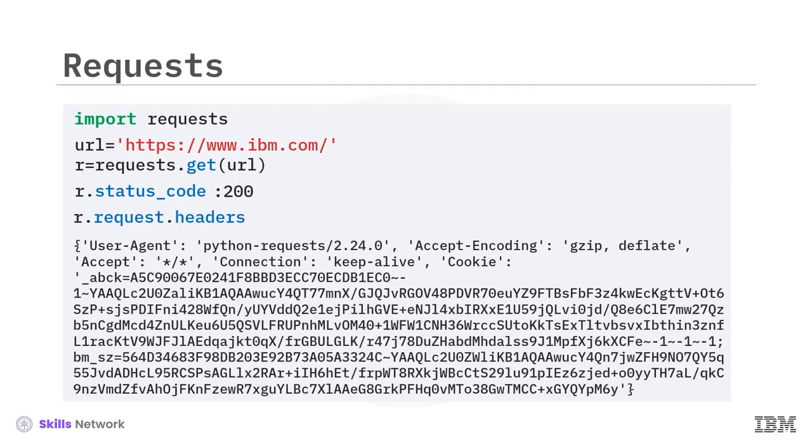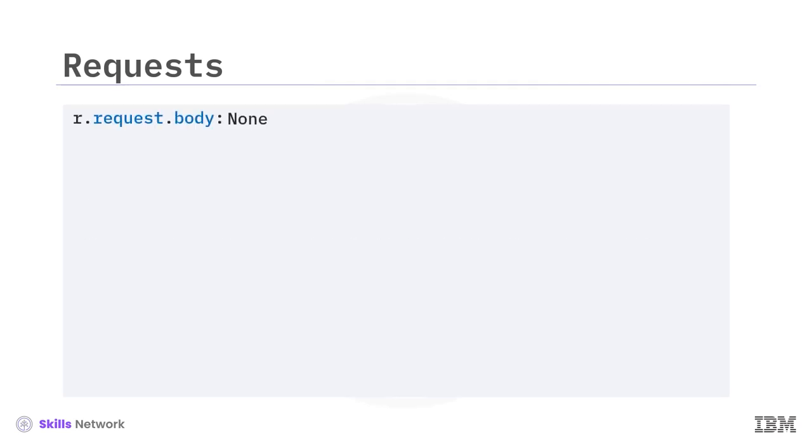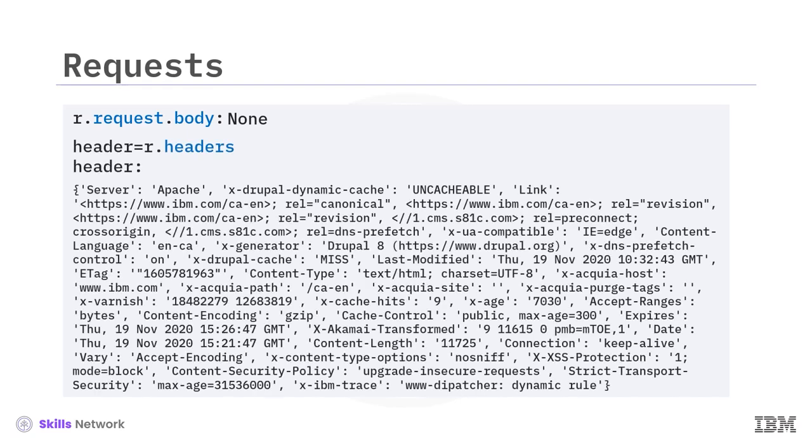You can view the request headers. You can view the request body in the following line. As there is no body for a GET request, we get a None. You can view the HTTP response header using the attribute headers. This returns a Python dictionary of HTTP response headers. We can look at the dictionary values.